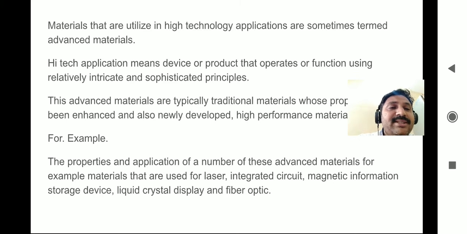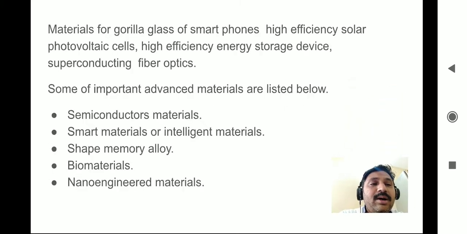Another example is the material for the Gorilla Glass of smartphones, high efficiency solar photovoltaic cells, high efficiency energy storage devices, and superconducting fiber optics. About Gorilla Glass of smartphones: all of you have seen and used smartphones. On the smartphone there is one layer of glass provided on the surface of our screens to protect them. That is nothing but Gorilla Glass.